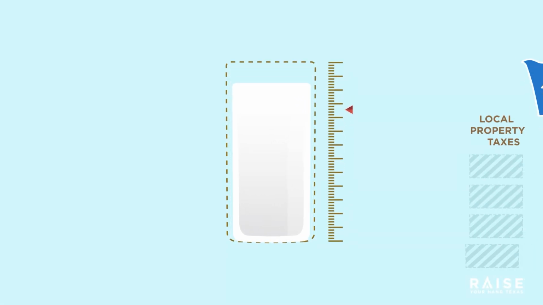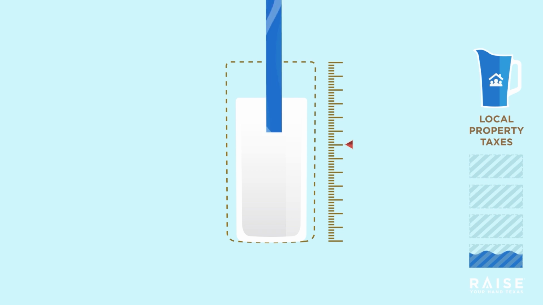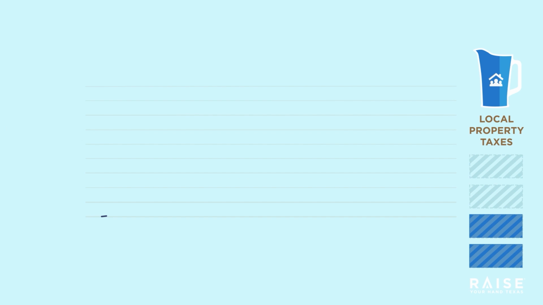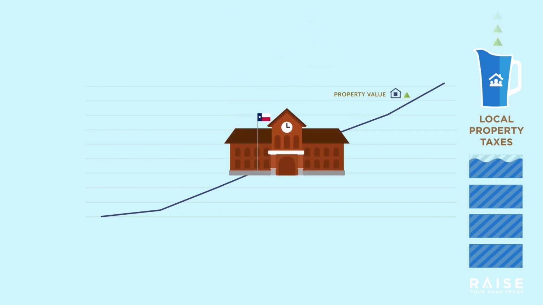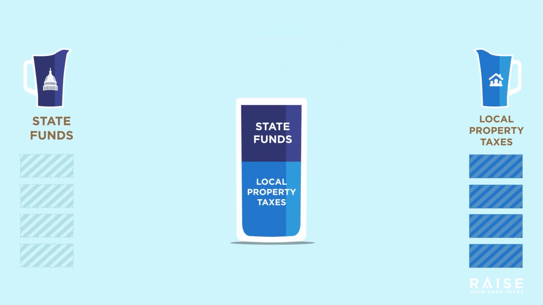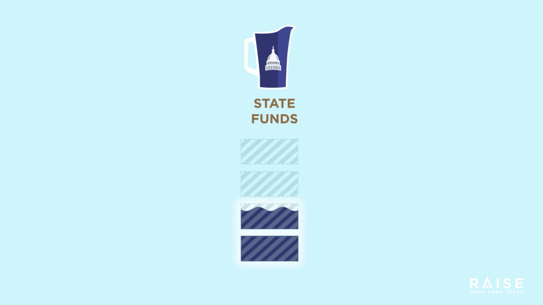While the state legislature decides how big the water glass is, how much money the state actually contributes is contingent on the amount of local property taxes generated by a school district. In our complex school funding system, when local property values go up and tax collections increase, local schools do not receive more funding. Instead, the state simply pours less water into the glass, even though more state funds were originally budgeted and intended for public education.